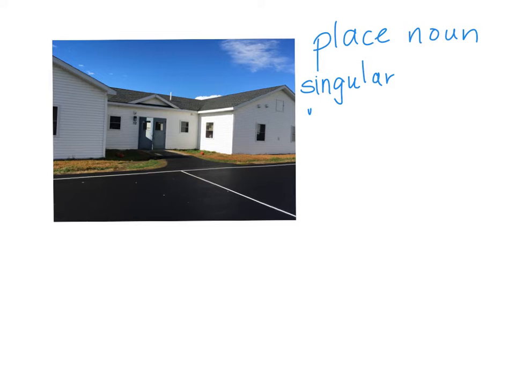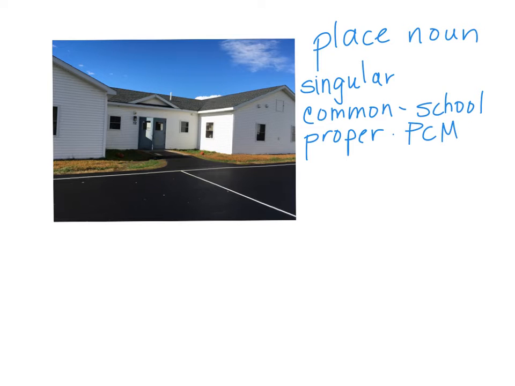So the common name for this photograph and this place would be school, lowercase because it's not the specific name of this place. The proper name of this school would be either PCMS, Piscataquis Community Middle School, or, when we're part of a larger school, PCSS, Piscataquis Community Secondary School. So because I can see it and we can walk in it and it's got shape and size and mass, this is definitely a concrete noun because it has all the qualities that use our senses.